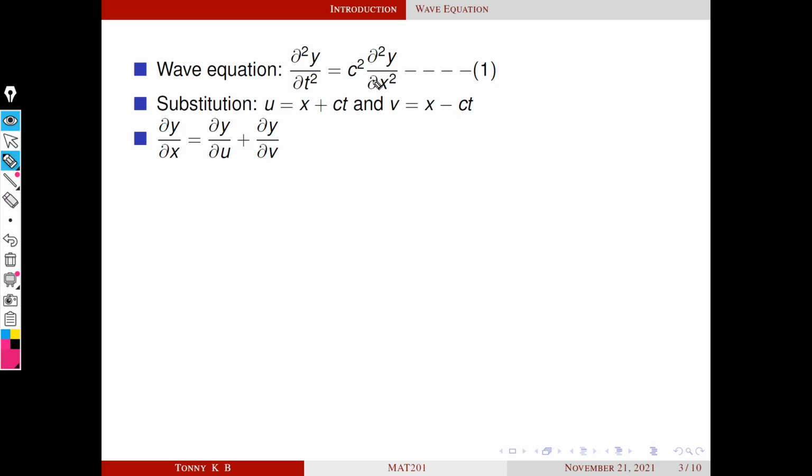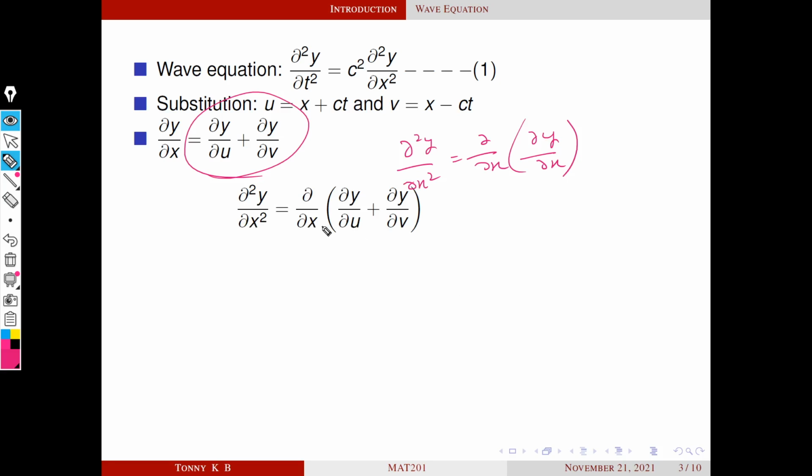Next we have to find ∂²y/∂x². We can write ∂²y/∂x² as ∂/∂x of ∂y/∂x, right? And we can replace this ∂y/∂x by the formula. So ∂²y/∂x² becomes ∂/∂x of (∂y/∂u + ∂y/∂v).